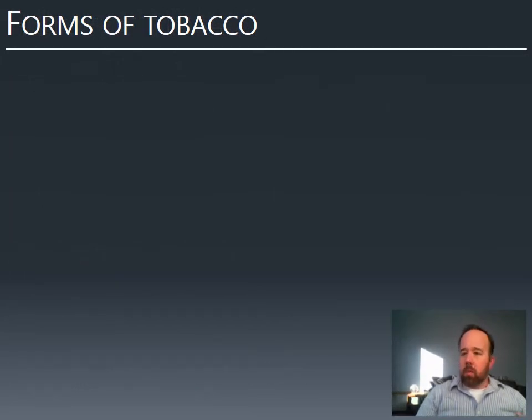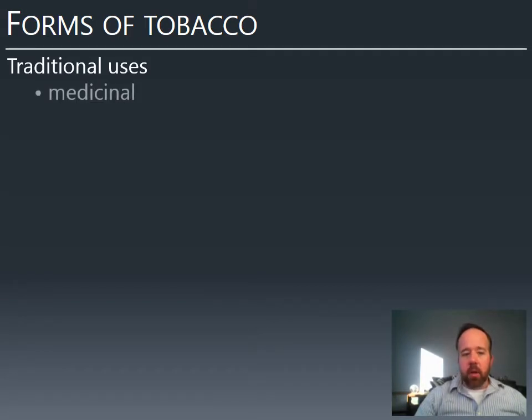So tobacco, ever since it's been developed by Native Americans, has come in a variety of forms, and a variety of uses as well. So Native Americans traditionally, and Europeans eventually, would use tobacco medicinally. In sufficient dosages, it's an analgesic, it's a painkiller. So it can be used for aches and pains. It was also thought, rightly or wrongly, to cure a variety of things like colds and other ailments.